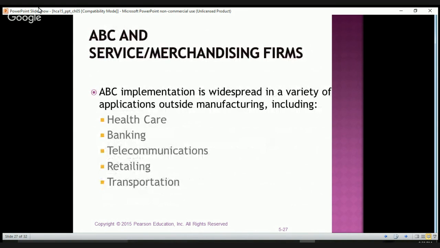ABC isn't only for manufacturing firms. As you can see from this slide, it can be successfully implemented in service or merchandising firms as well. Such firms have overheads that need to be allocated, and that overhead can be organized into the activities that drive the cost in a manner just like we observe in the manufacturing company.